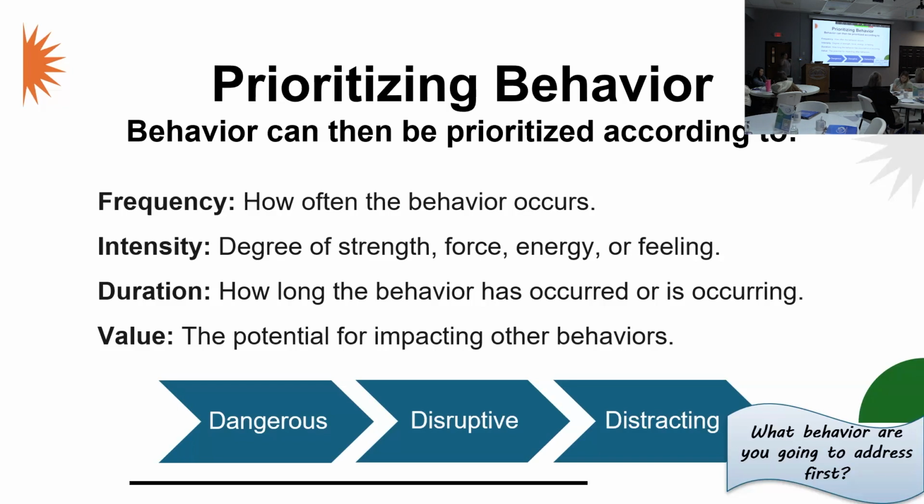Maybe this behavior has a high value, we need to pick this behavior because it's the one that's really impacting other people. Maybe it's the behavior that triggers a cascade event, right? Anybody know what your student triggers are? We'll talk about those a little bit later.